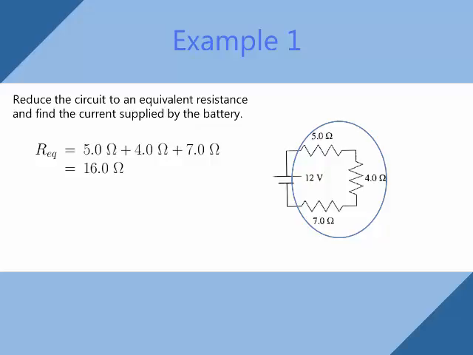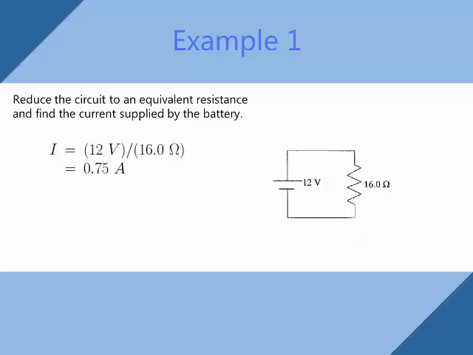together to get our final equivalent resistance of 16 ohms. To solve for current, using Ohm's law, we recognize that current is voltage divided by resistance, which is 12 volts divided by 16 ohms. The current is 0.75 amps.